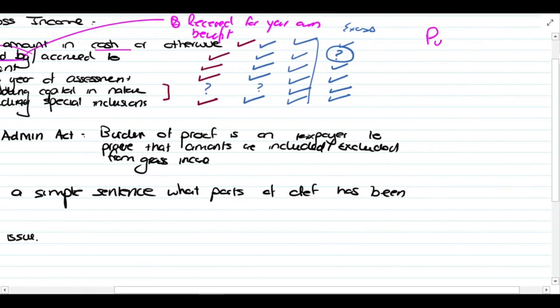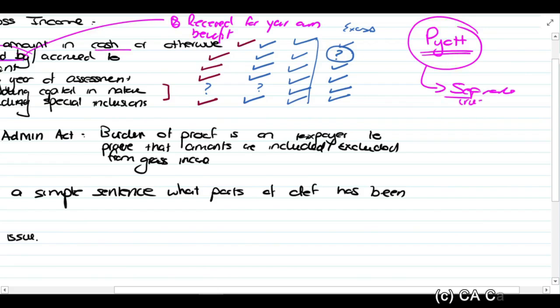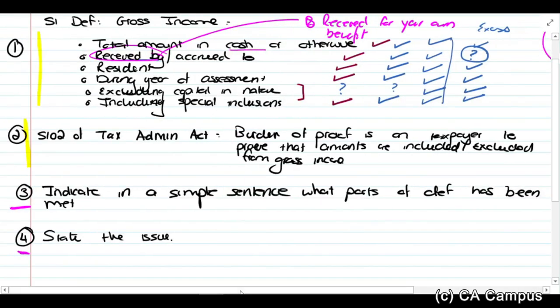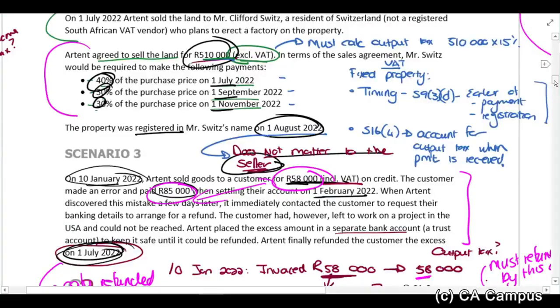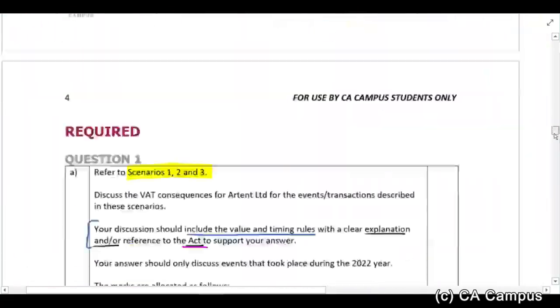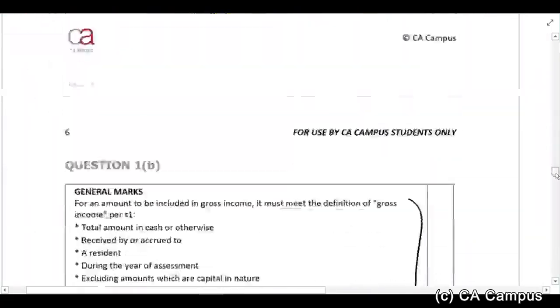Remember, there was that court case, the Pyatt case, that said if you received an amount like a deposit, but you did not put it in with your bank account, you kept it in a separate trust account, then it will not form part of your income, because then you indicate that you've not received it for your own benefit. Again, if you didn't know about this principle, guys, it might have been a little bit more challenging for you, but it is a generally accepted principle from case law.